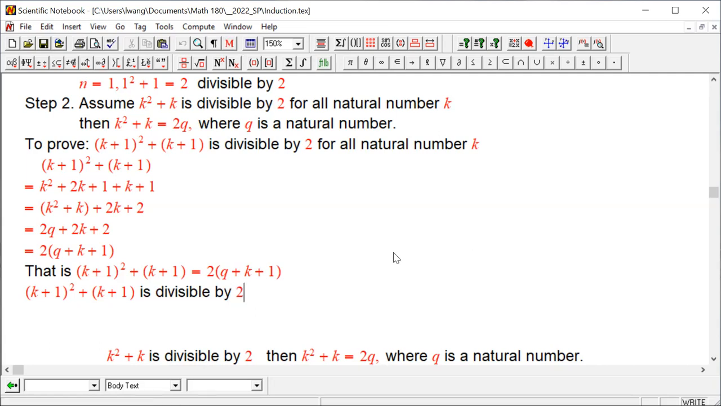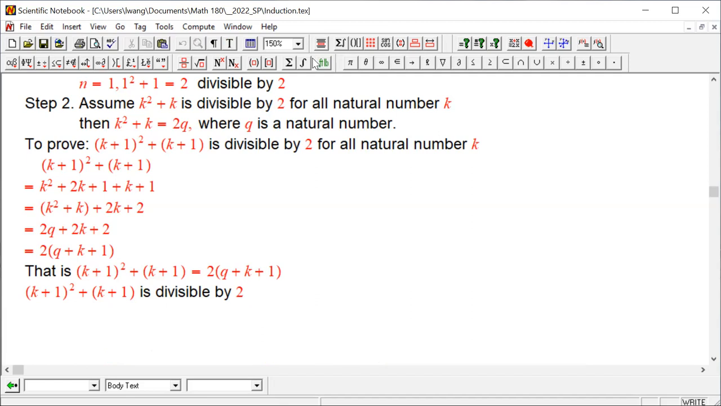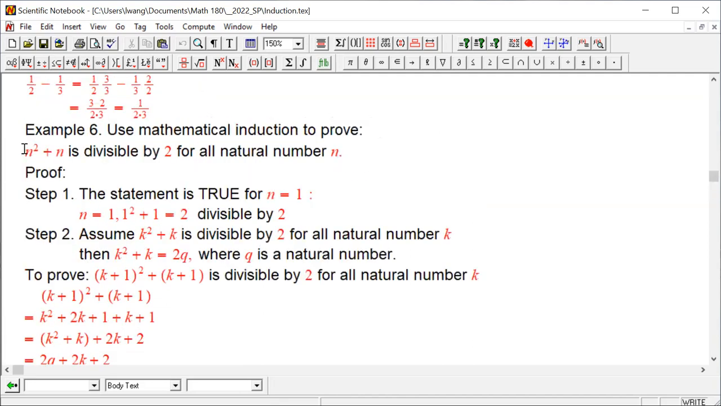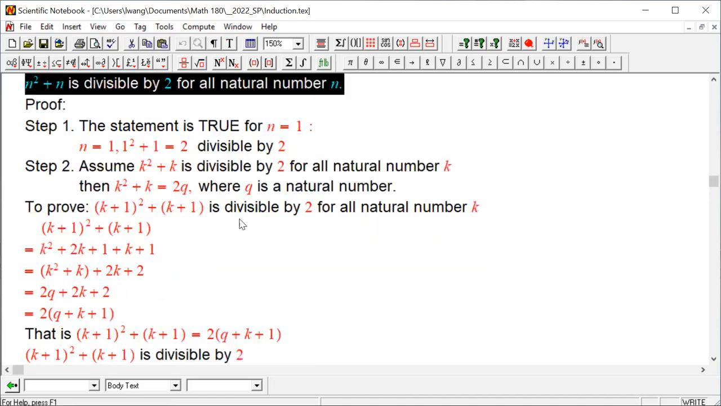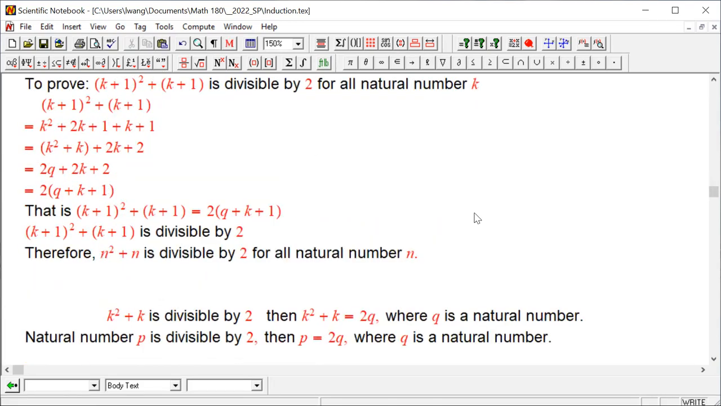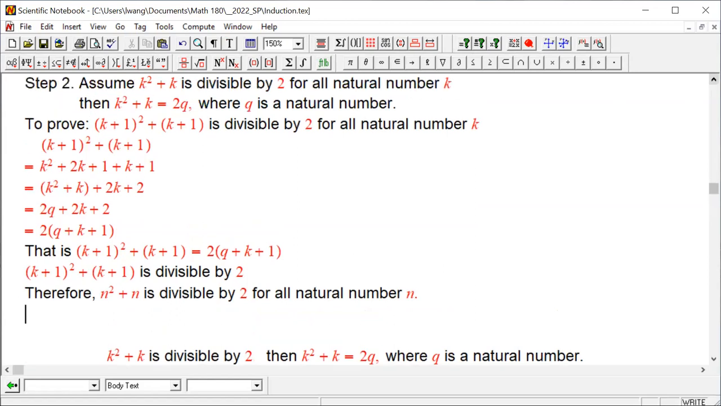It's divisible by 2, right? So assuming that k squared plus k is divisible by 2, then leads us to (k plus 1) squared plus (k plus 1) is also divisible by 2. So the principle of mathematical induction is demonstrated and is satisfied. Therefore, in the end, we could say that n squared plus n is divisible by 2 all the time for any natural number n. So this is how it's being proved.